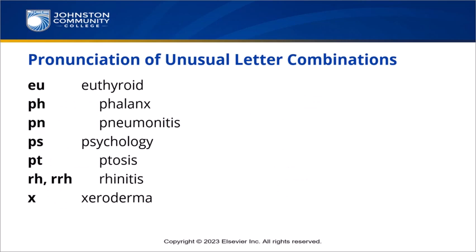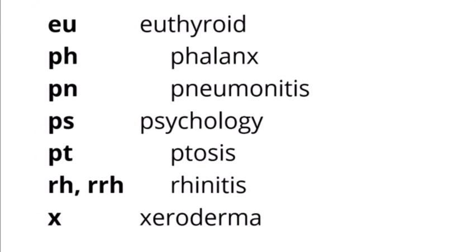Now we're going to have pronunciation of some unusual letter combinations. Many of these terms just plain look weird, but you will need to be able to pronounce them. Your text will give you pronunciation for each one, but beware of some general rules. EU has a sound like the word you. Our word here is euthyroid, which means good or normal thyroid gland. Next we have PH as an F sound. Again, a phalanx is a finger or a toe. We have the N sound, such as pneumonitis, which is inflammation of the lungs.